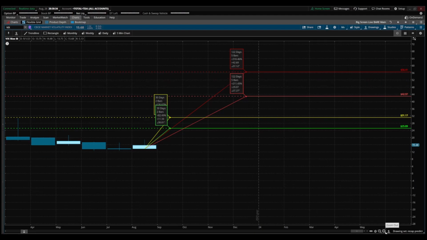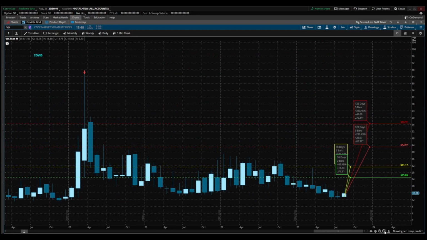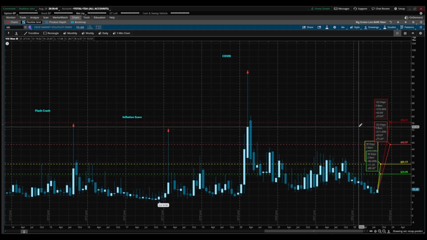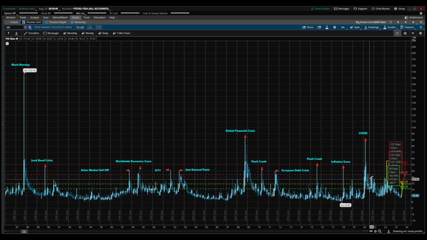And just to put this into perspective, I want to show you the historical VIX and just go ahead and show you what would have to go wrong for us to see a 42 or a $56 VIX. So every time you see here that the VIX got above this 42 level, I've marked out what was in the headlines at the time.